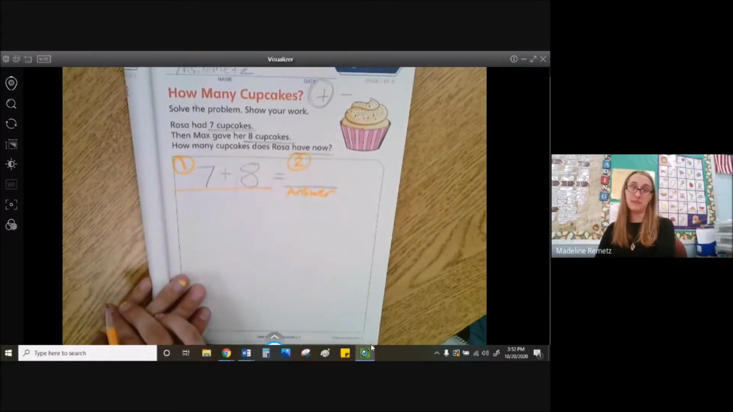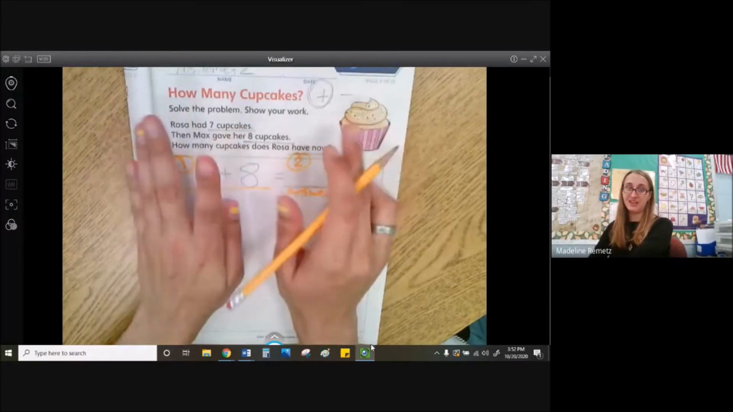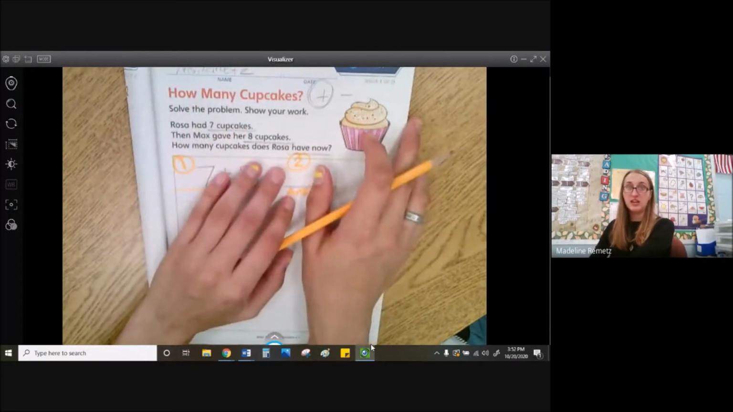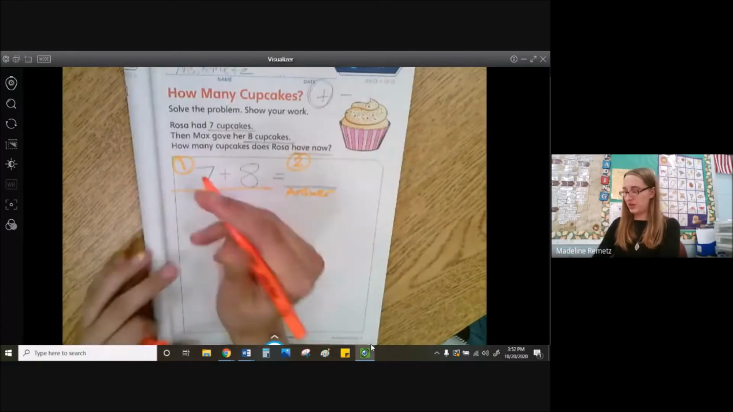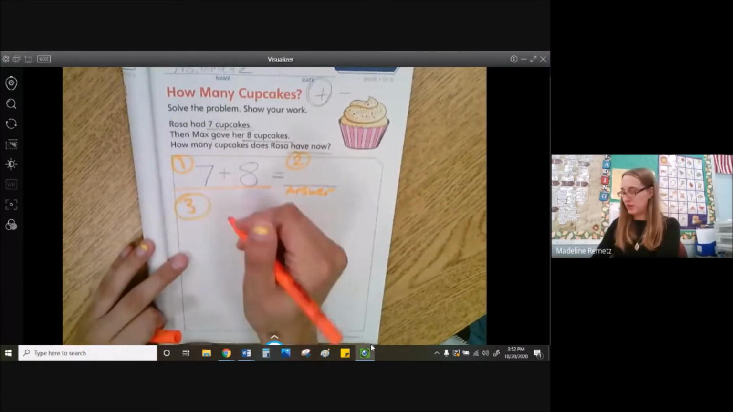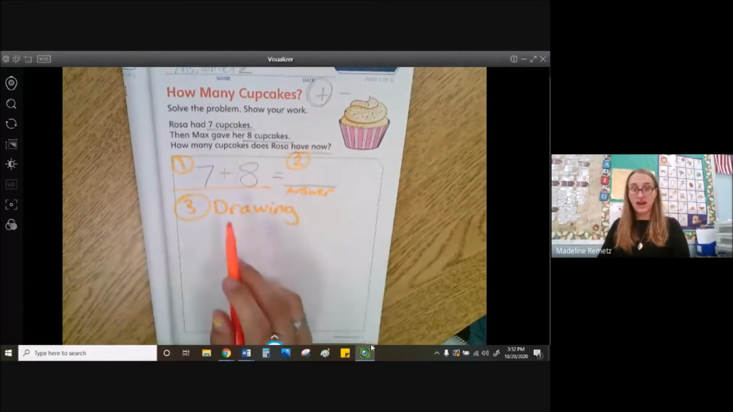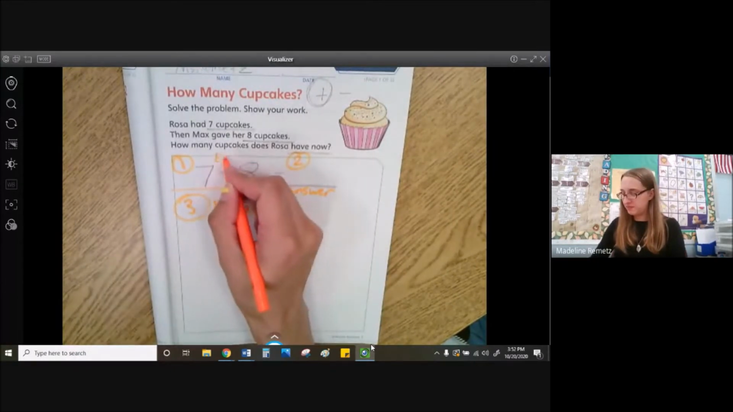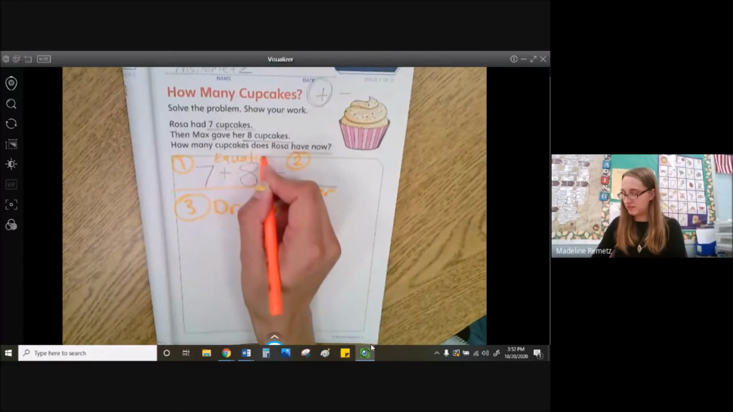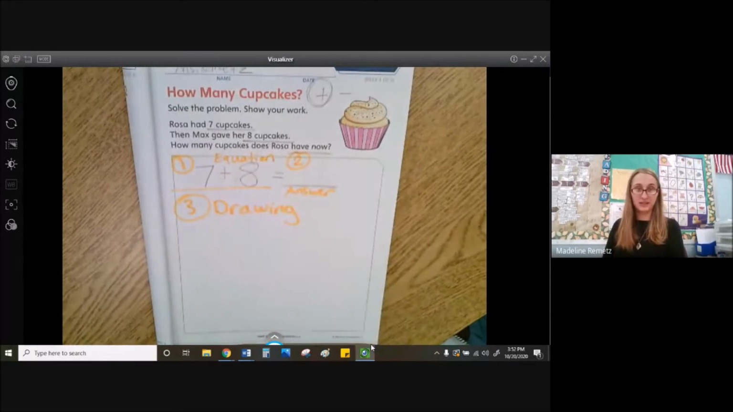I don't know that off the top of my head, and I only have 10 fingers, so I can't keep counting. This, my friends, is where you get your 3rd point with your drawing. So I have my equation as point number 1, equation. My answer is point number 2. My drawing is point number 3.